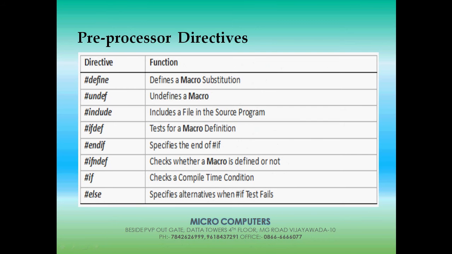Preprocessor directives. Among the preprocessor directives, we have #define, which defines a macro substitution, and #undef undefines a macro, and #include includes a file in the source program. #ifdef tests for macro definition. #endif specifies the end of #if, and #ifndef checks whether a macro is defined or not. #if checks a compile time condition. #else specifies alternatives when the #if test fails.